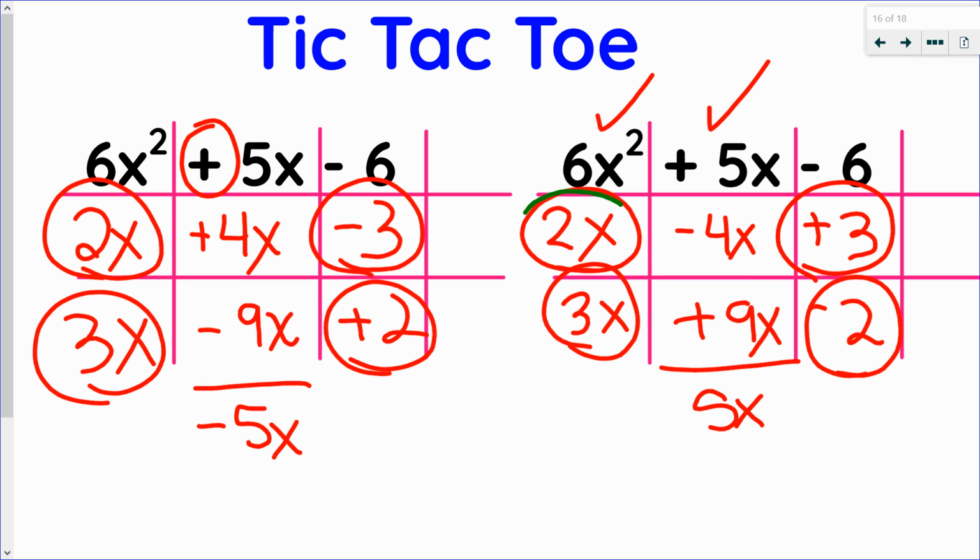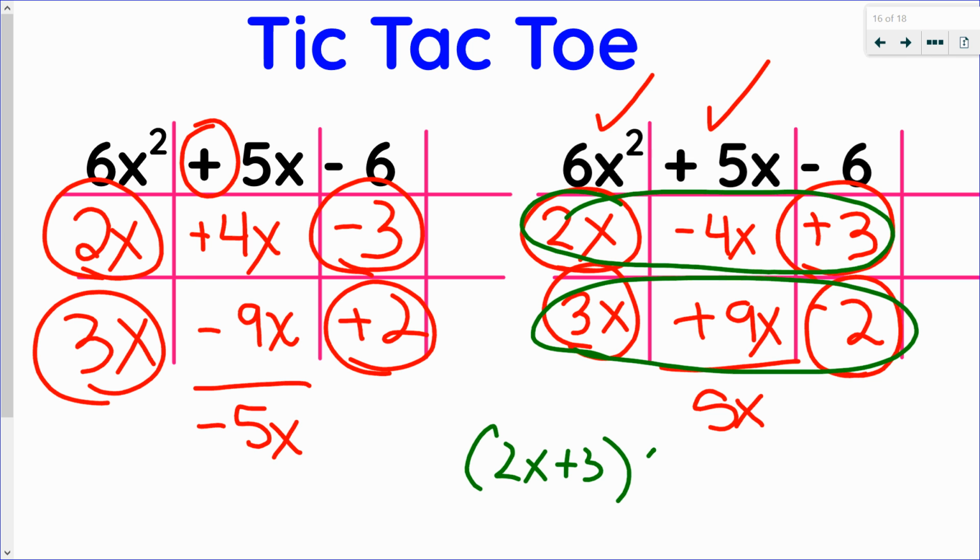Okay, so looking at my factors, again, I'm going to go horizontally. I have 2x times positive 3. And here, 3x times negative 2. So that's how you factor with tic-tac-toe.